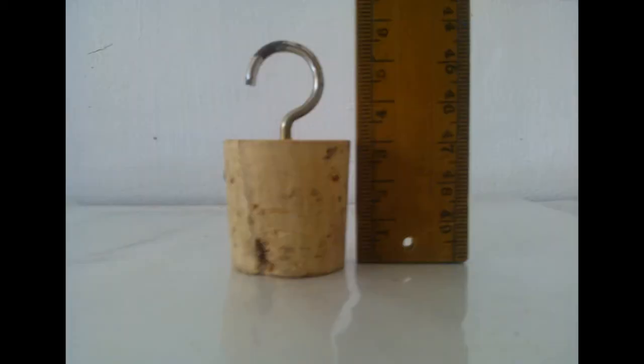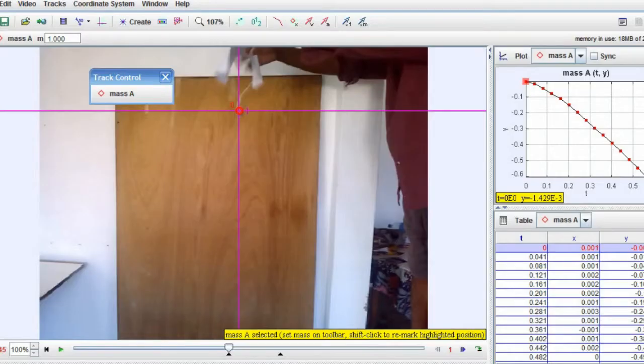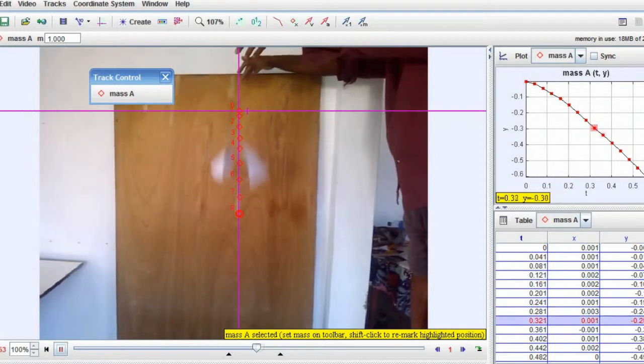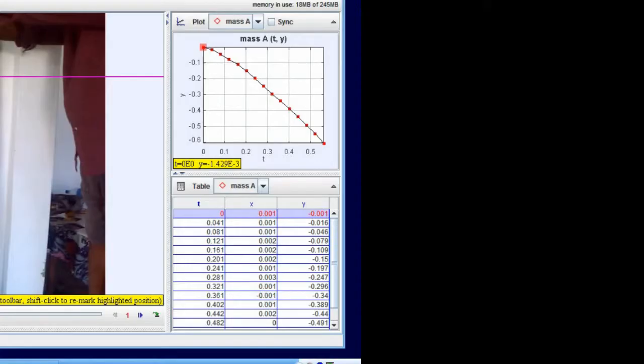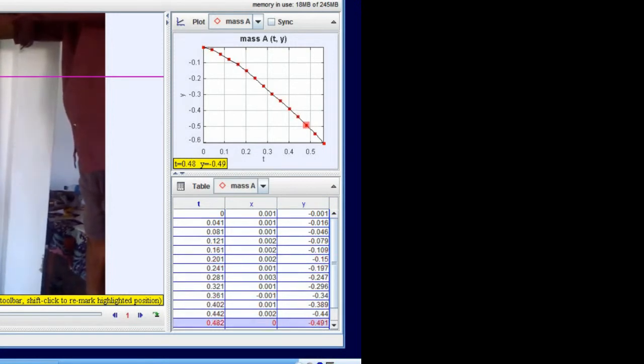The calibration stick in Tracker was set at 3 cm, which is the height of the cork. We now come to the video in Tracker. The motion lasted for some 15 frames. The image appeared pretty blurred, so we had to estimate the position of the center of mass. The total distance covered by the object was 0.6 meters.